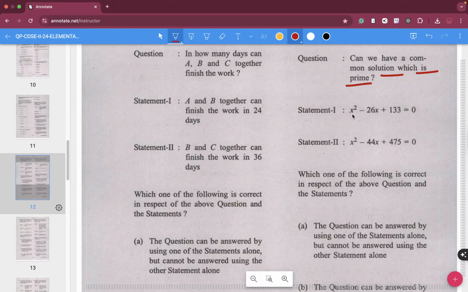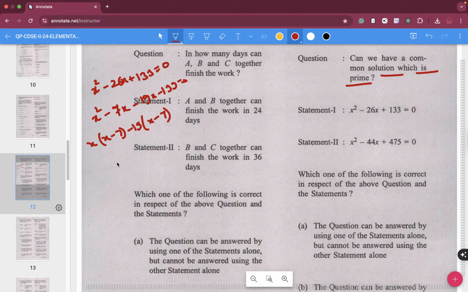The first statement over here is x square minus 26x plus 133 is equal to 0. Obviously, if you do splitting the middle term, this is 7x minus 19x plus 133 is equal to 0. x into x minus 7 minus 19 into x minus 7. Basically x is equal to either 7 or 19, right? For this particular one, x is equal to either 7 or 19.